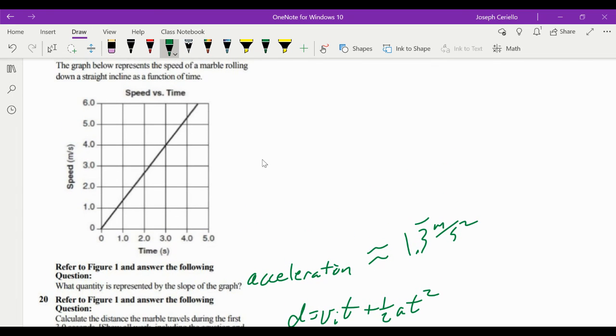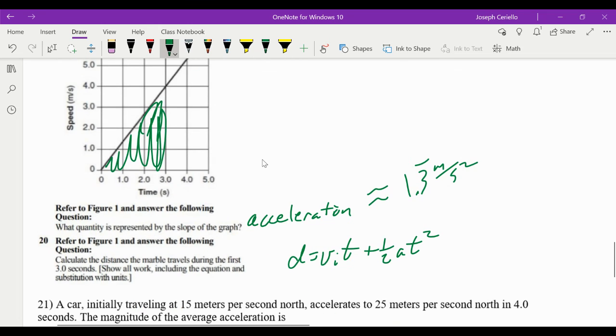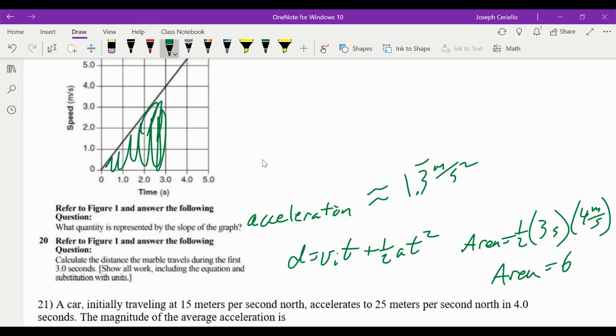So I can simply find the area up to 3 seconds. It's a triangle, right? So 1/2 base times height. So area equals 1/2. The base is 3 seconds. The height is 4 meters per second. And we get 6 meters. All right, that's your answer for this one.